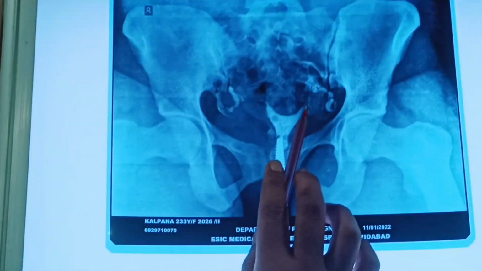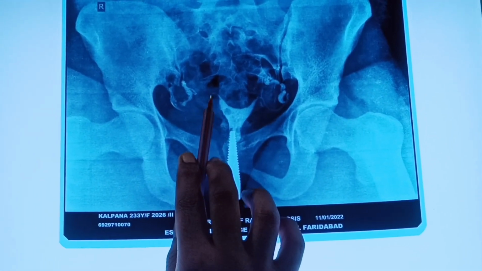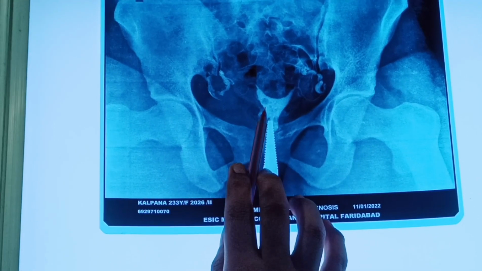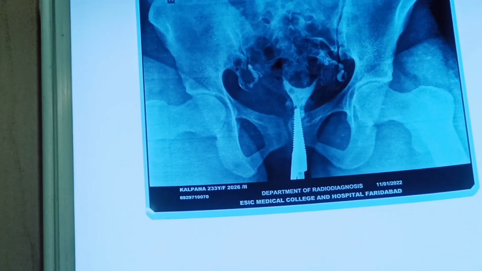The left sided tube is easily visible with spill. The right sided tube is also visible and there is spill. So in this case, the problem is in the uterine cavity. So this is how we read an HSG film, and then your viva will go accordingly.